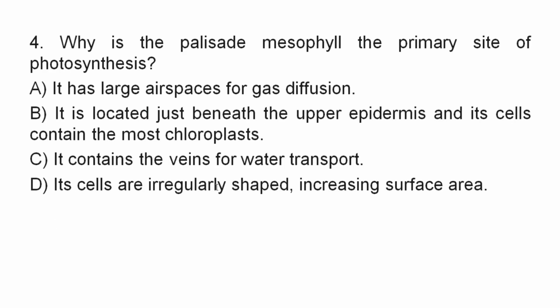Good. Question number 4, why is palisade mesophyll the primary site of photosynthesis? A, it has large air spaces for gas exchange. B, it is located just beneath the upper epidermis and its cells contain the most chloroplasts. C, it contains the veins for water transport. D, its cells are regularly shaped, increasing surface area.